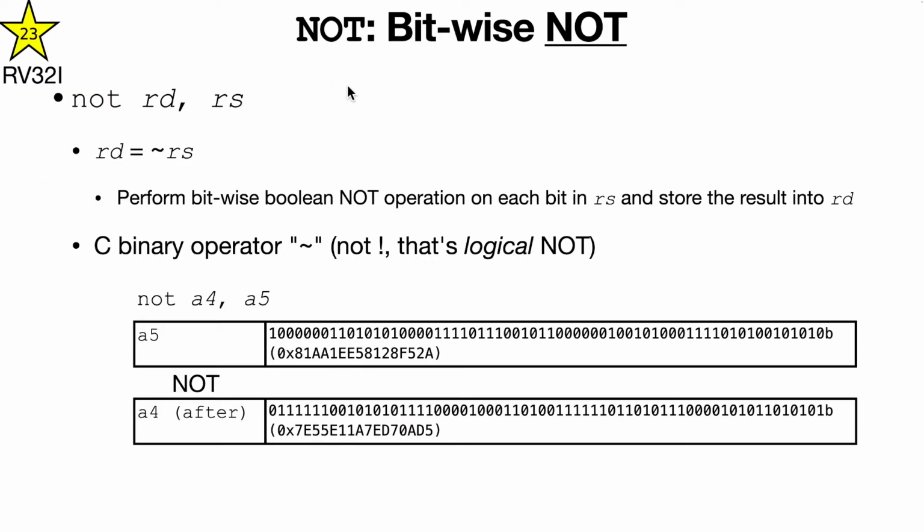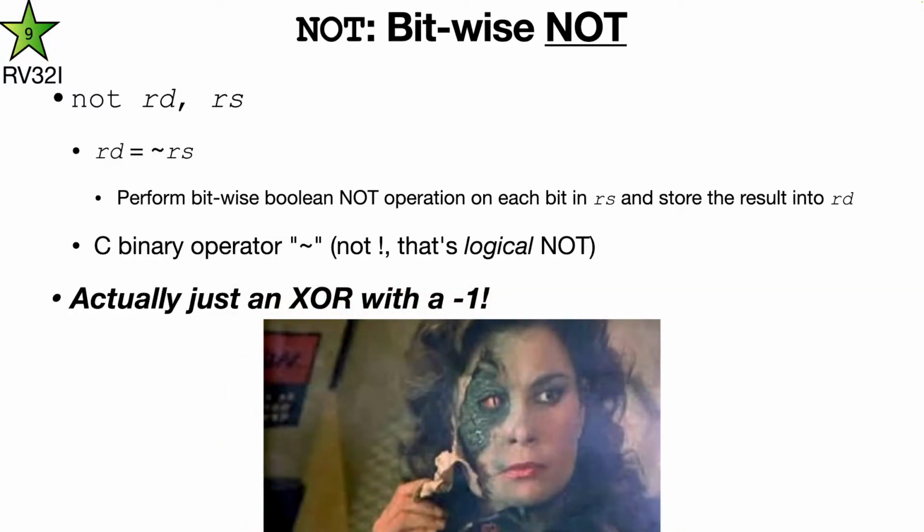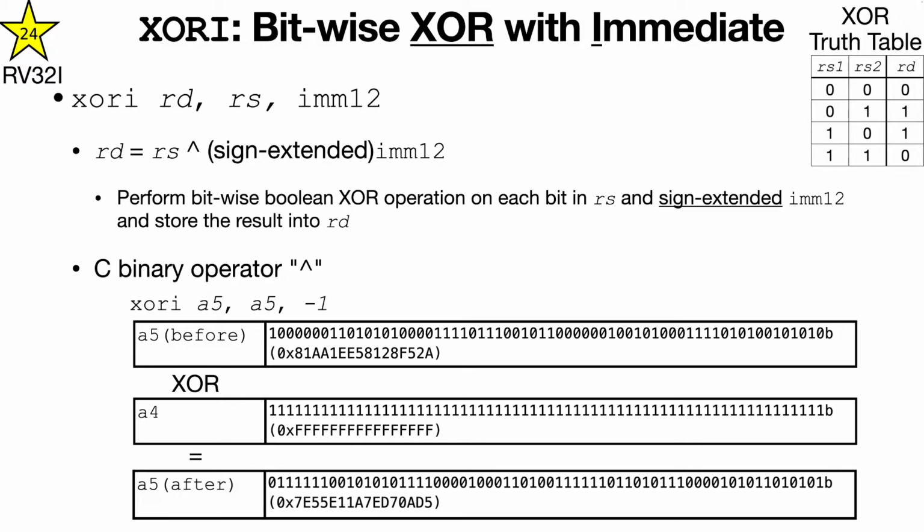So NOT is not a real assembly instruction. It's actually just an XOR with -1. Devious pseudo instruction hiding amongst the Booleans. So what is an XOR-I or XORI? It is XOR with immediate, bitwise XOR with immediate.